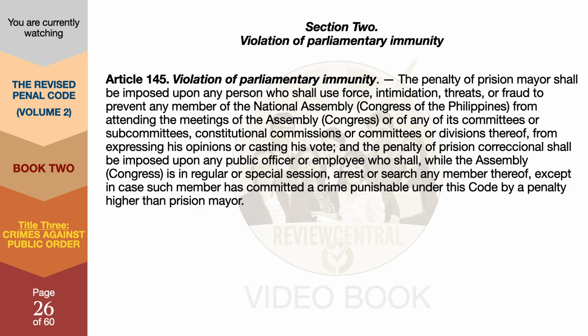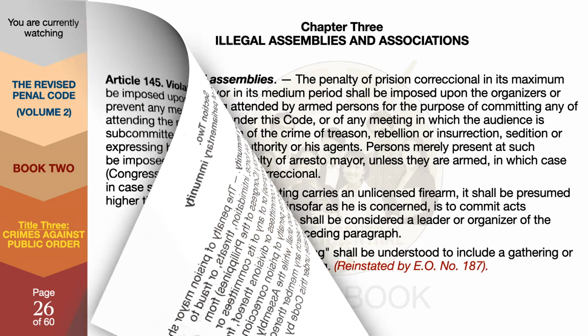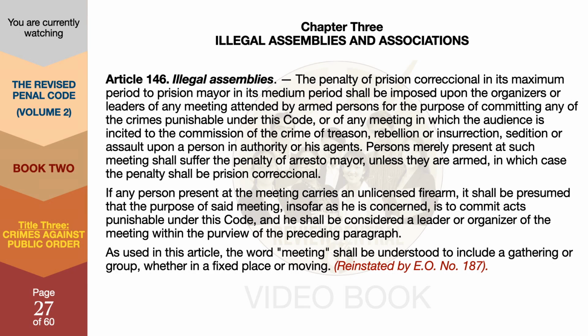his vote, and the penalty of prisión correccional shall be imposed upon any public officer or employee who shall, while the Assembly, Congress, is in regular or special session, arrest or search any member thereof, except in case such member has committed a crime punishable under this code by a penalty higher than prisión mayor. Chapter 3. Illegal Assemblies and Associations.